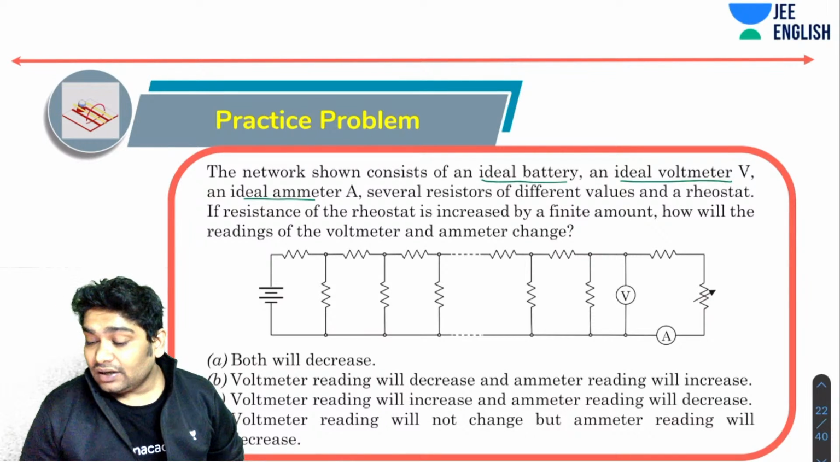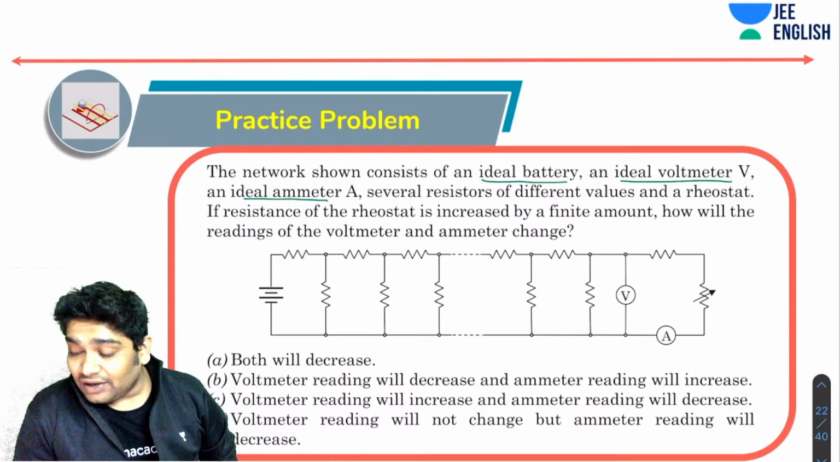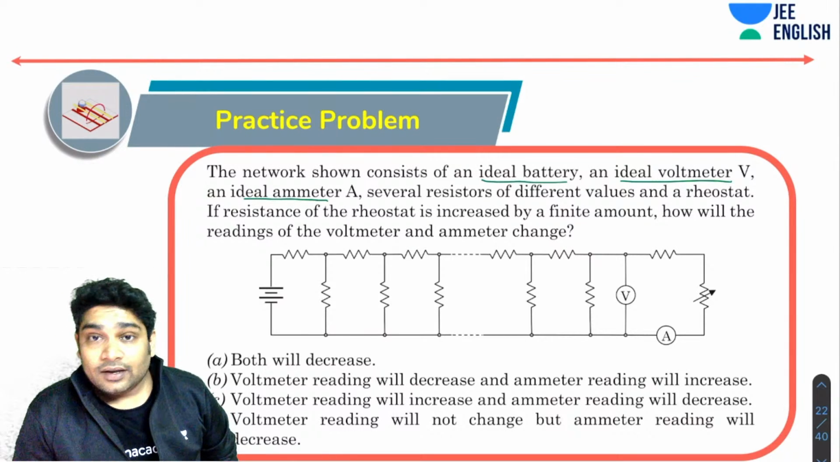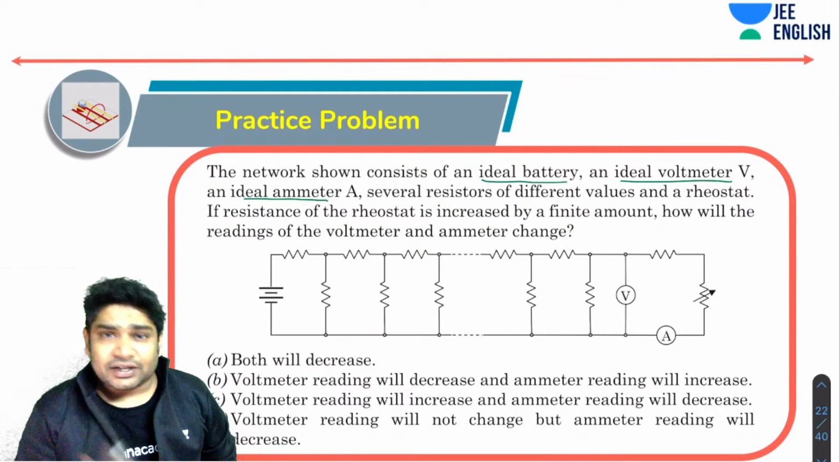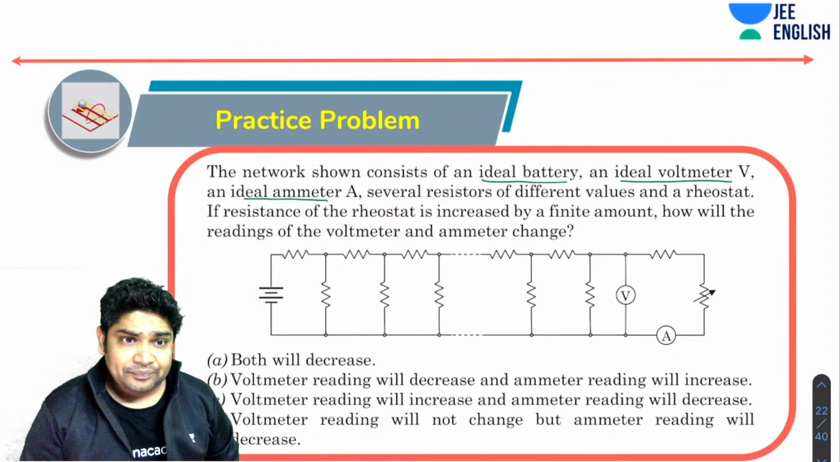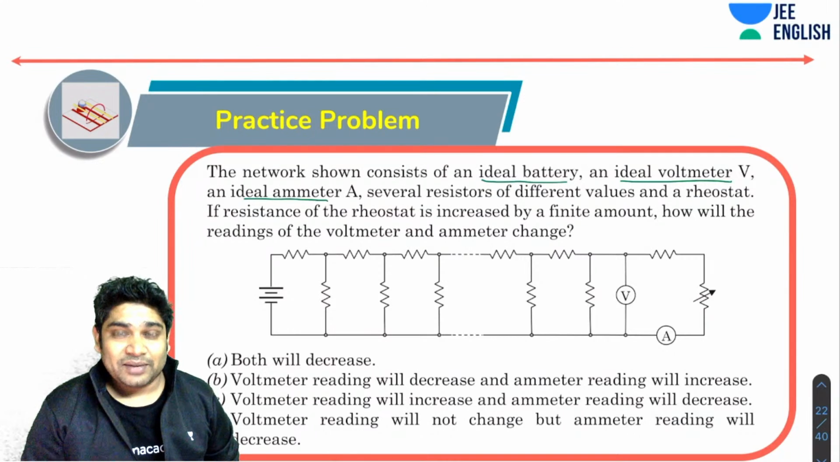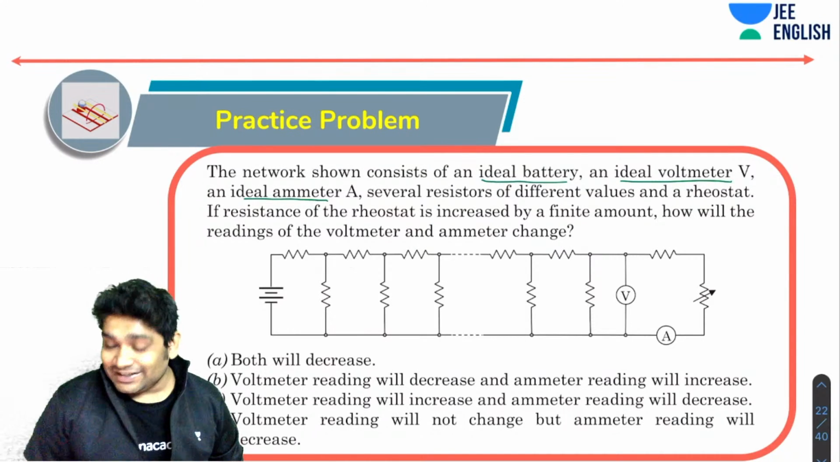Now several resistors with different values and a rheostat are connected. If the resistance of the rheostat is increased by a finite amount, how will the readings of the voltmeter and ammeter change? This is a very simple question. You should be able to answer it very easily with logic.